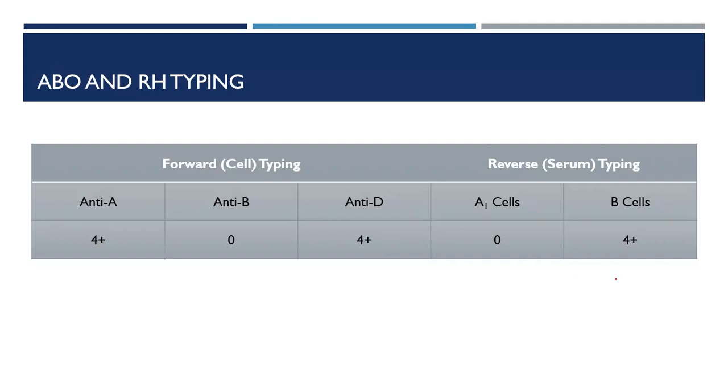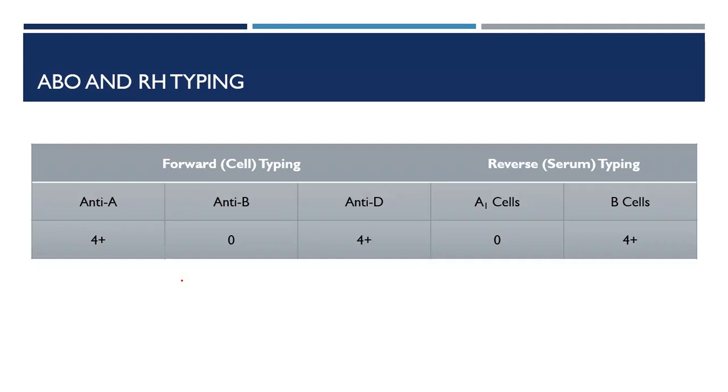The reverse typing is done on patient serum using reagent back-typing cells, and this shows us that he has no reactivity when we use his serum with A1 cells, and we have 4+ reactivity when we use his serum with reagent cells that have B antigen. So his forward cell typing shows us that he has both A and D antigen present, so he types as A positive in the forward type, and his reverse typing shows us that he has an antibody to the B antigen, or he has anti-B present.